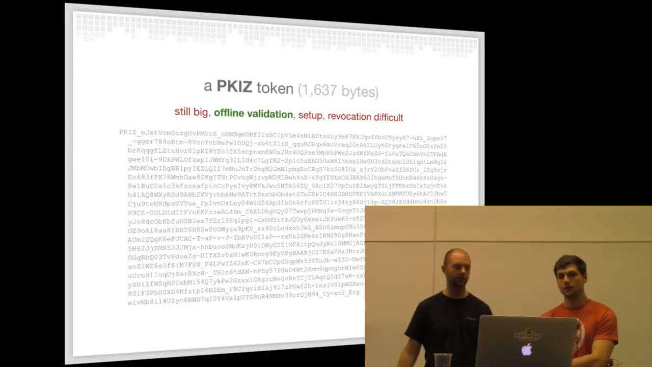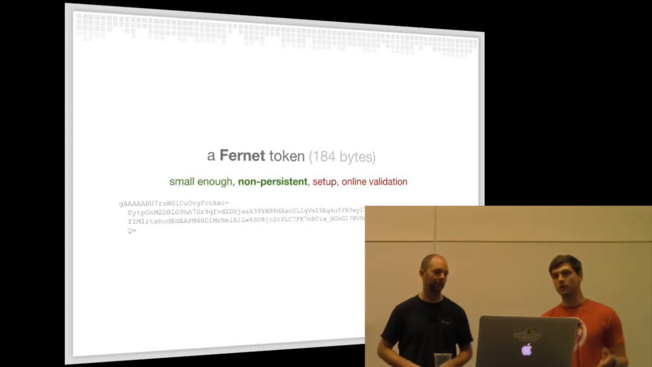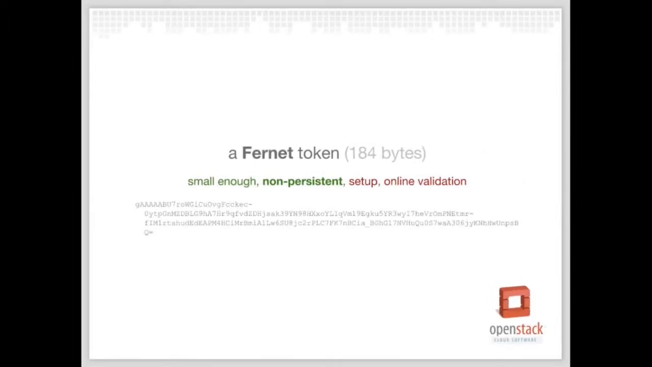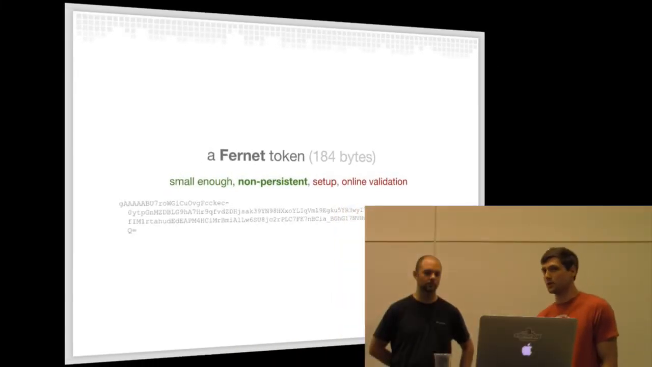So that brought us to Fernet. We needed a token format where we could solve non-persistence, but we still needed the ability to validate that token in multi-region deployments without having to wait for replication time. If we make a token that's non-persistent, we still need to have that online validation aspect of it. That's where Fernet came in. And we keep it under 250 bytes for the same reason, so we don't have the same issues we get with PKI, which makes them just small enough.